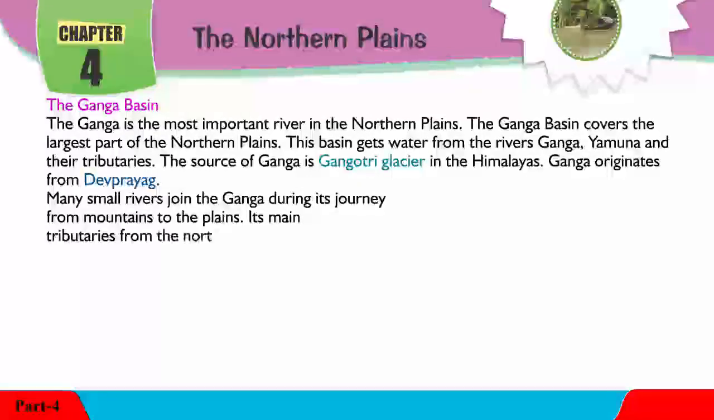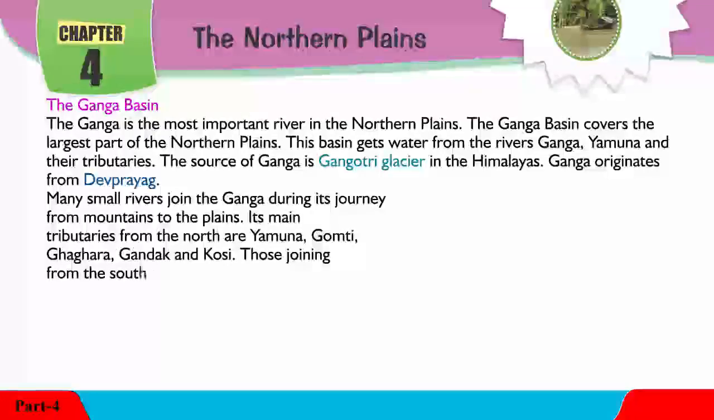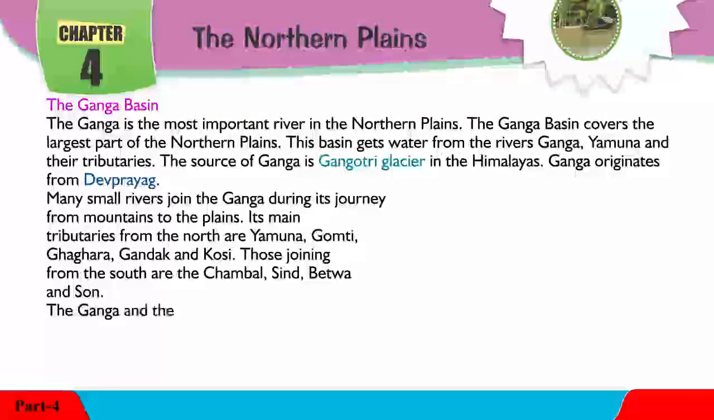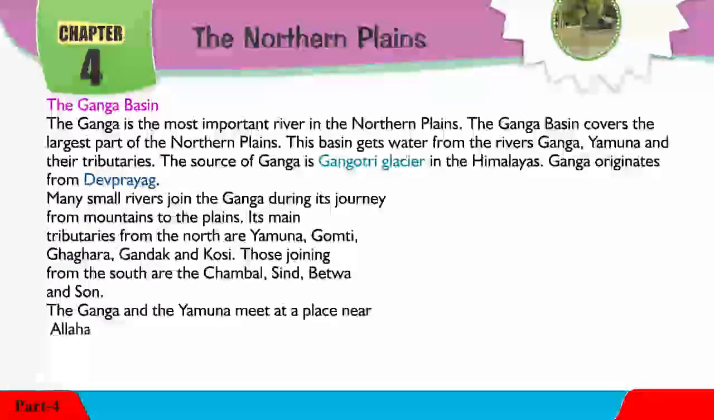Its main tributaries from the north are Yamuna, Gomti, Ghagra, Gandak, and Kosi. Those joining from the south are the Chambal, Sindh, Betwa, and Son. The Ganga and the Yamuna meet at a place near Allahabad. This place is known as Sangam.